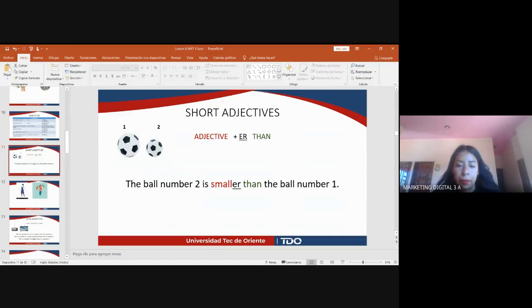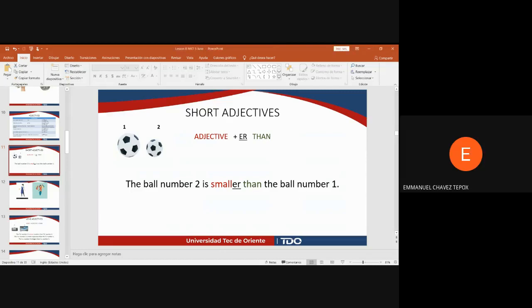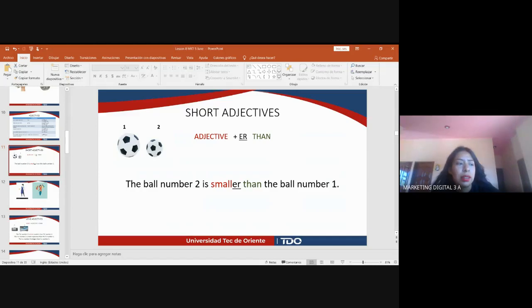Joshua? ¿Qué es una comparación? What is a comparison? Joshua? Or Mal? What is a comparison? Emmanuel, Joshua, Mal? Kevin is gone, I think. Ver las semejanzas de varias cosas. Yes, like to point the difference between two things.